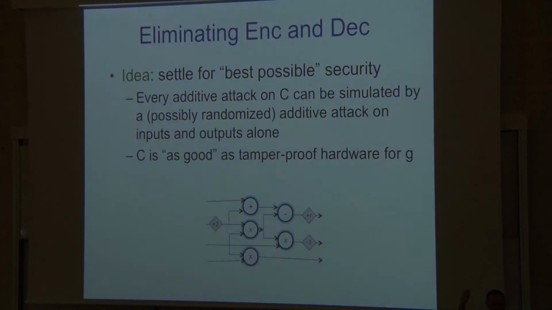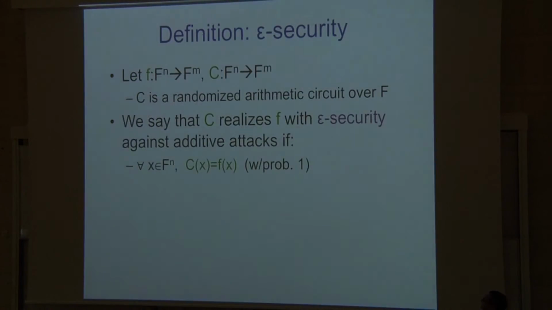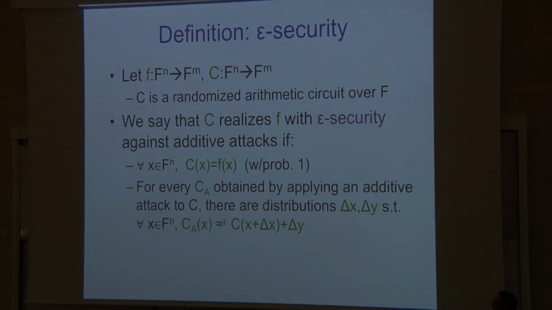Okay, so this is actually a cleaner notion, and it turns out that it's also a more useful notion, but let me first define it formally. Again, in this audience, most people can guess how the definition looks, but we refer to this as epsilon security, as opposed to correctness, which was the previous definition. And we say that C is an epsilon secure realization of F if, first of all, it always outputs F when not subject to attacks.